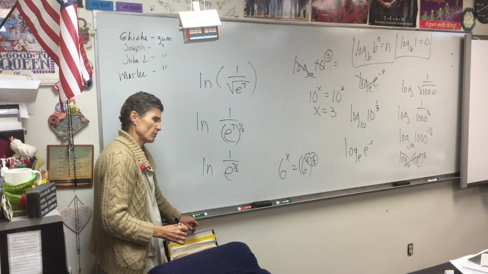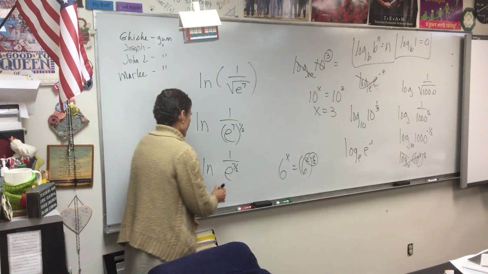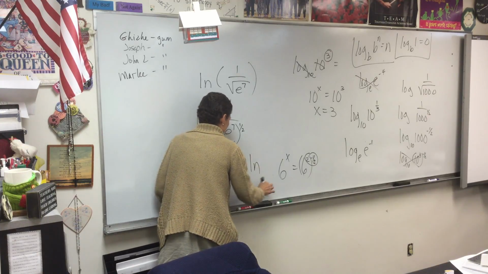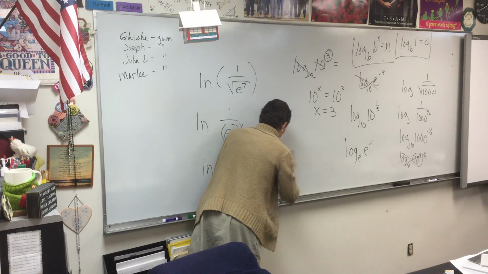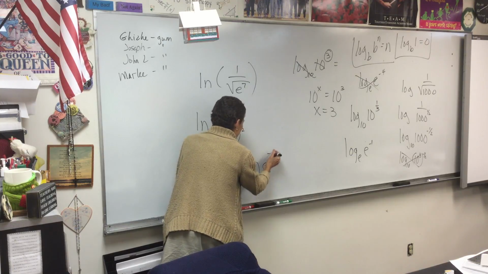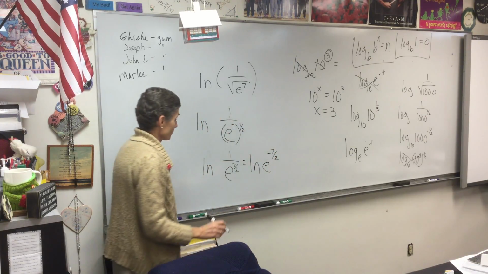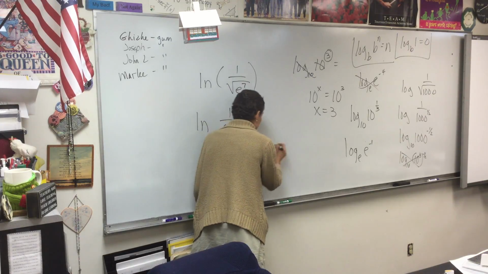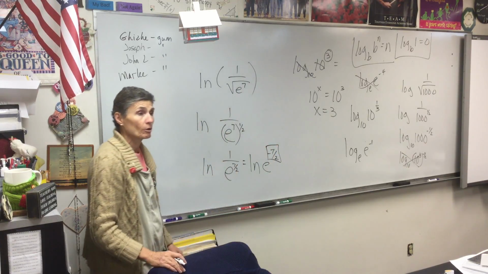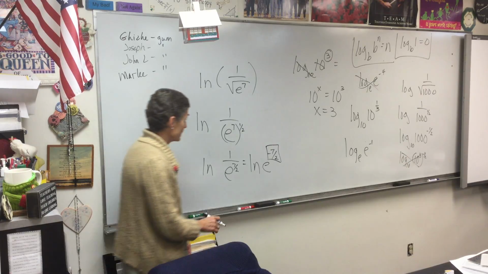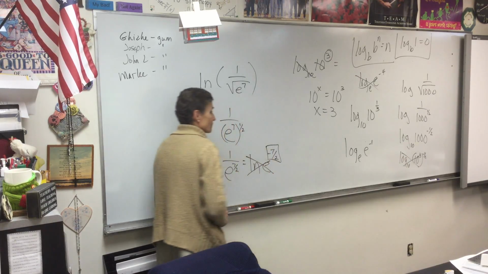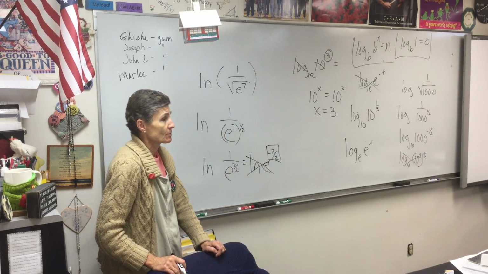I don't do 1/overs though. So I'll rewrite that as what? ln of e to the negative 7/2. So that's just negative 7/2 because ln is log base e. ln e disappears. Negative 7/2 is your answer.